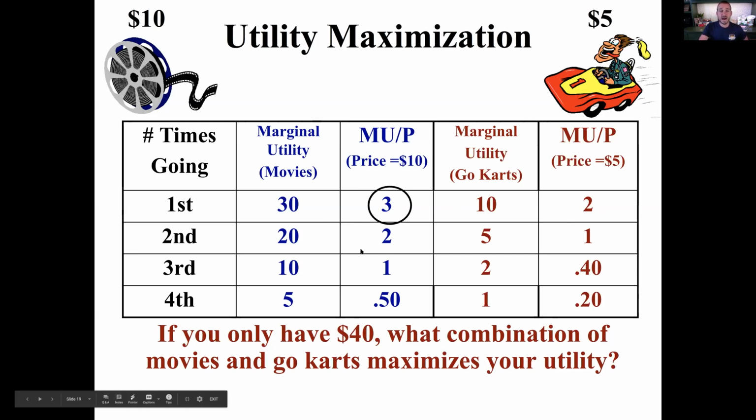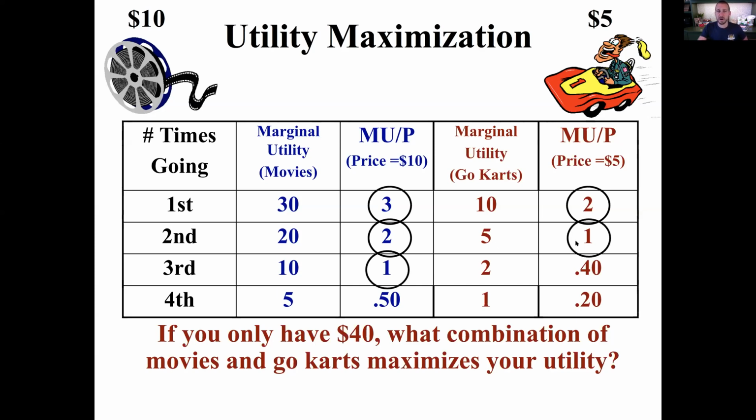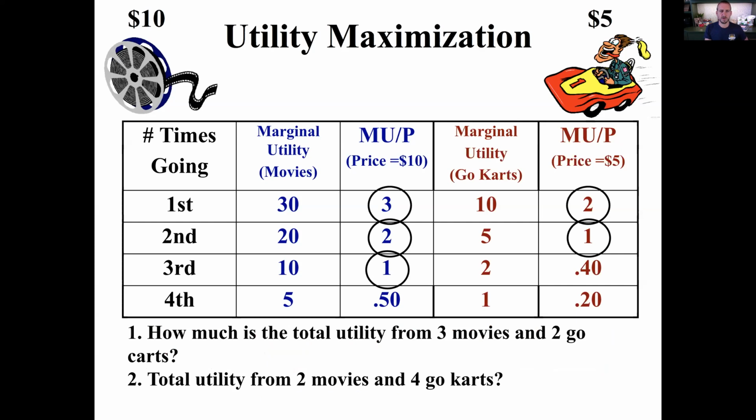The next one is a tie, right? 2 and 2. So you're going to do both of those. You've got the money to do both, so you'll do both. Now you're at 25, so you have $15 left. And then it's another tie, and now you're out of money, right? So you spent $40, 3 movies, 2 go-karts. That is the utility maximizing combination of goods. Cool. So hopefully you guys remember that stuff.